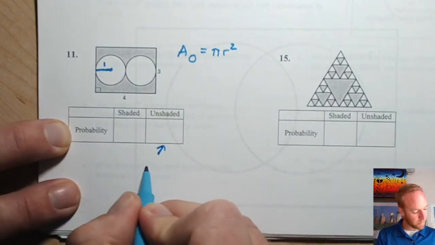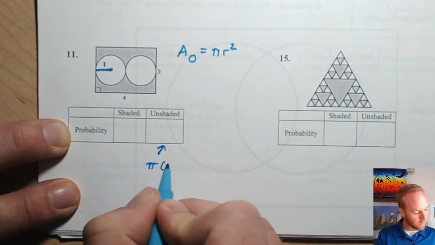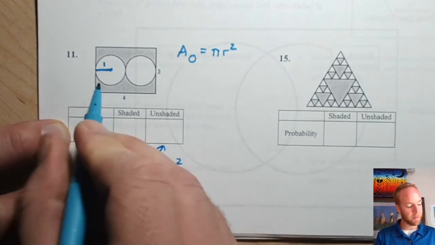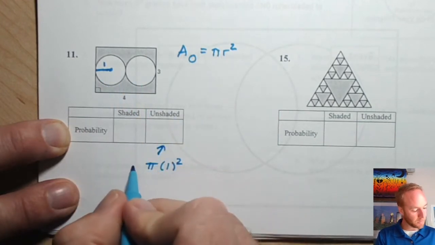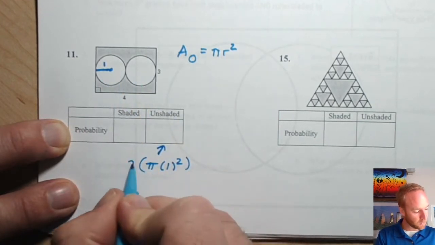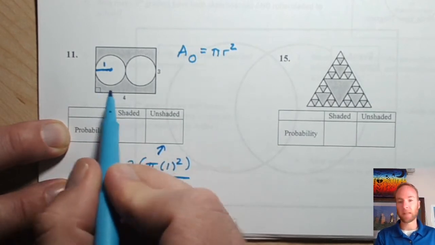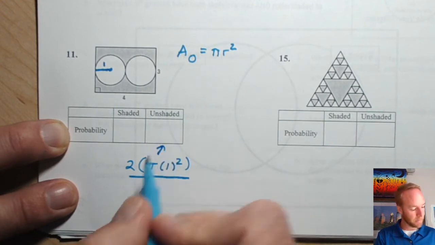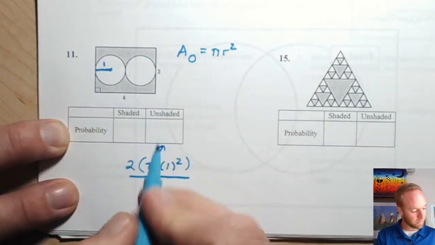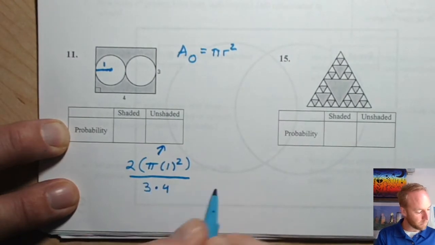So pi times 1 squared is the area of that circle. And since they're both the same size, I can just multiply this by 2. That's going to be the area of the two circles together. I have 2 circles of pi 1 squared. And then I'm going to divide that by the total area of 3 times 4.